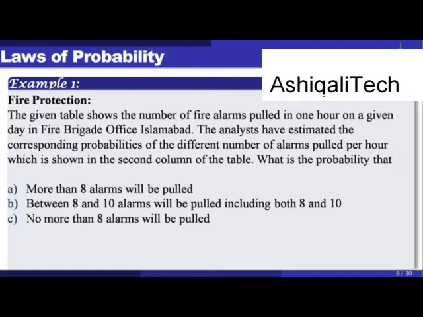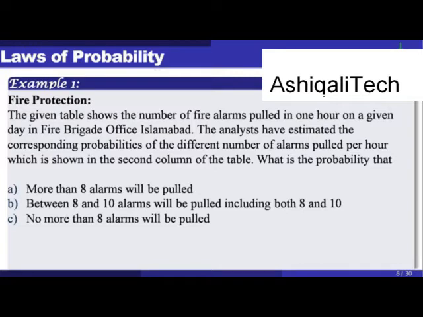Dear students, now we look at an example. For example, fire protection. The given table below shows the number of fire alarms pulled in 1 hour on a given day in Fire Brigade Office, Islamabad. The analysts have estimated the corresponding probabilities of the different number of alarms pulled per hour, which is shown in the second column of the table. What will be the probability that, number 1, more than 8 alarms will be pulled? Number 2, between 8 to 10 alarms will be pulled, including both 8 and 10, and number 3, no more than 8 alarms will be pulled.